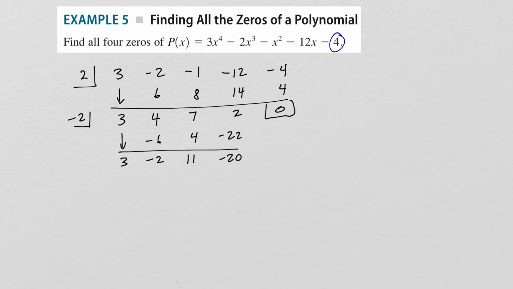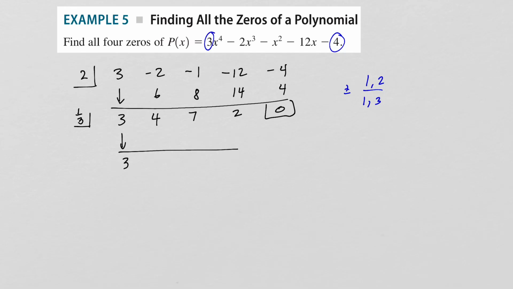So this means we now have to consider the factors in front here. So we have the factors of 2 divided by the factors of 3. That would be the numbers 1 and 2 divided by the numbers 1 and 3. So we need to consider things like 1/3 or 2/3. So let's go ahead and try 1/3.